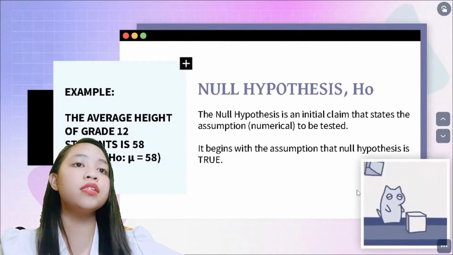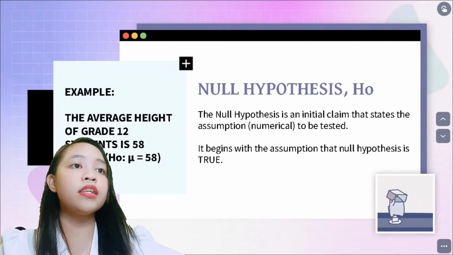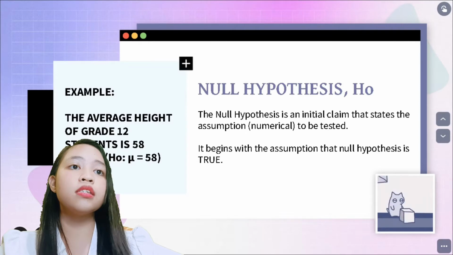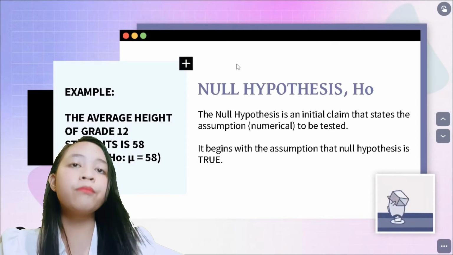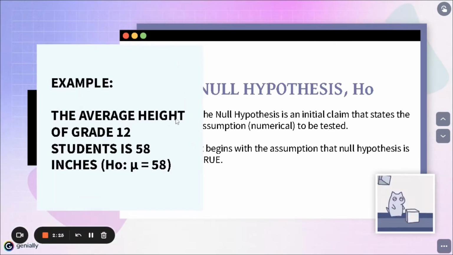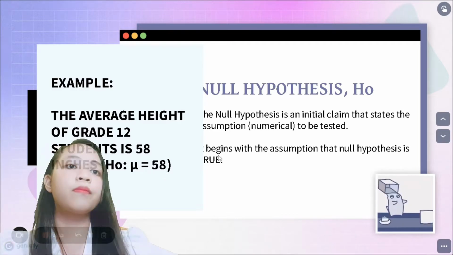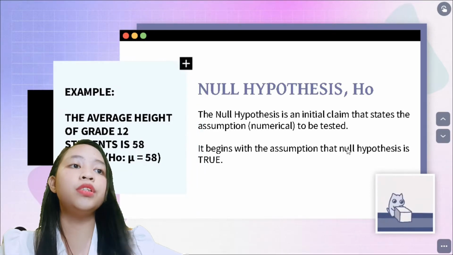Null hypothesis. The null hypothesis is an initial claim that states the assumption to be tested. Example: the average height of grade 12 students is 58 inches, so the population mean is equal to 58. It begins with the assumption that the null hypothesis is true.